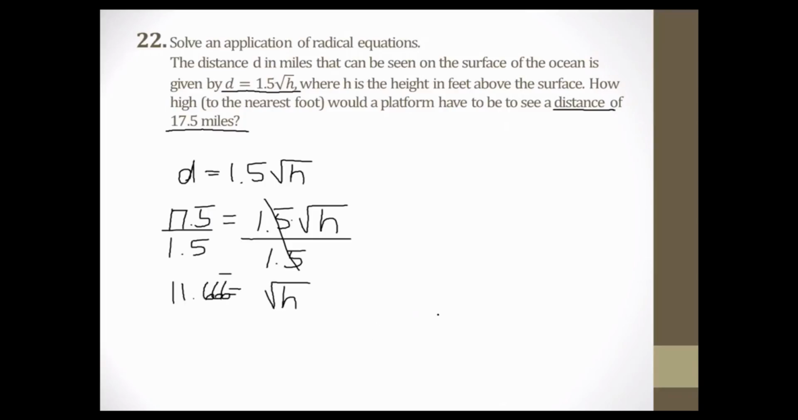Whenever dealing with an application or word problem, you should not round within the problem. You should wait all the way until the end to then round your problem if required. So in this case, to the nearest foot.